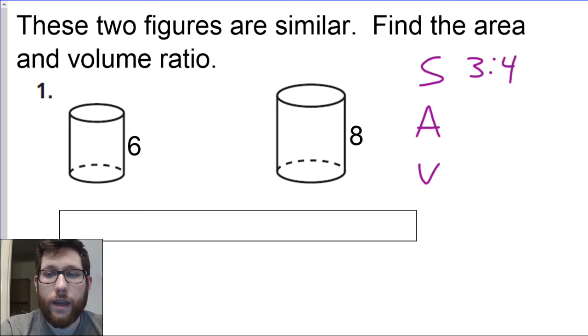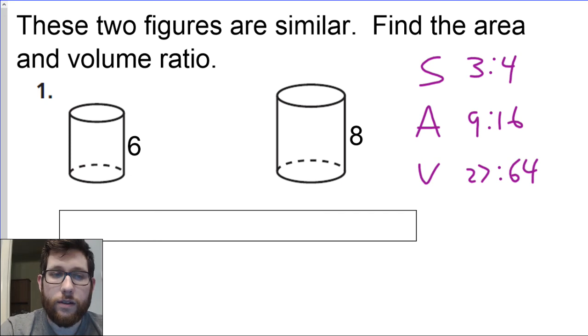And now let's do the area. We're going to square both of them. That's going to be 9 to 16, 3 squared and 4 squared. And then volume. 3 cubed is 27. 4 cubed is 16 times 4, which comes out to 64. So there you go, there's the answer. Here's your area ratio. There's your volume ratio.